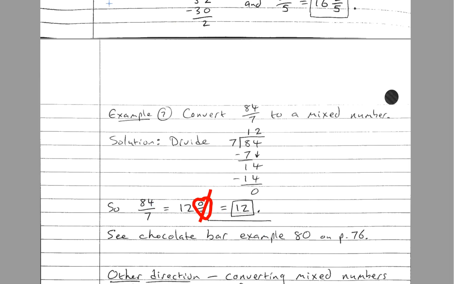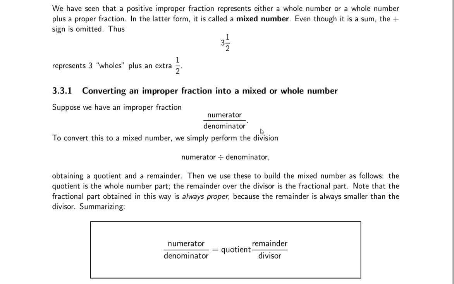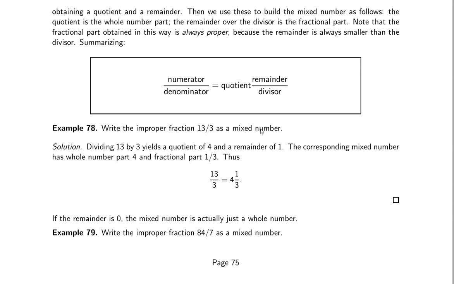What's this chocolate bar example? Yes, this is what we're doing. A numerator over a denominator, so you divide the top number by the bottom number. To convert this improper fraction into a mixed number, you just get the quotient, and then the remainder over that same bottom number, the divisor.